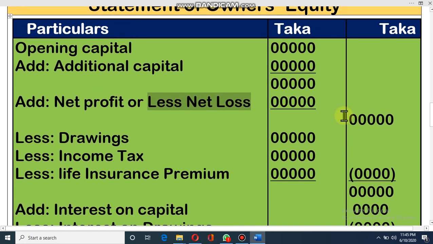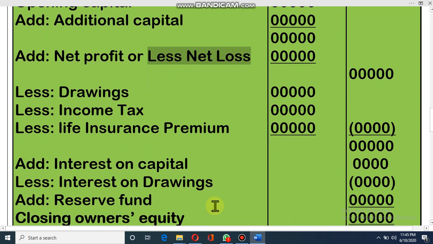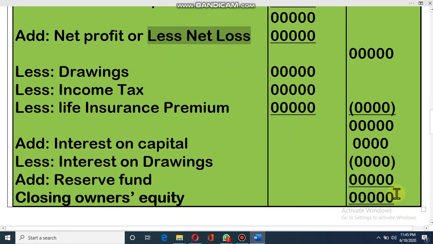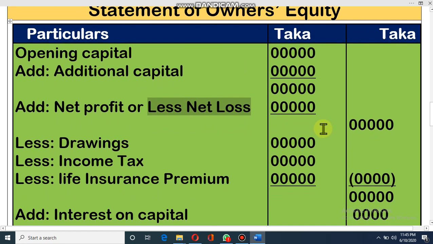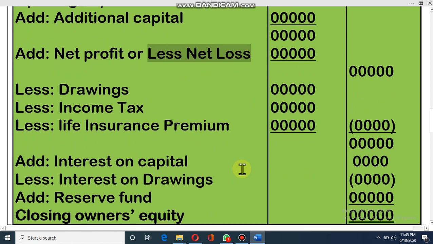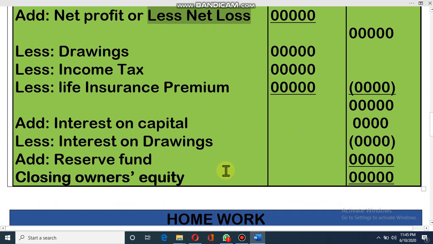So after adding and subtracting all of these items, you will find the closing owner's equity. That means at the end of the year you can tell your owner how much equity he has in the business. Dear student, I hope you understand. Again, if you face any type of problem to understand this one, you can talk to me. Dear student, I know all of you have my cell number. You can talk to me at any time, so that I will discuss it again for you. And I hope you will see this video on YouTube several times, so that you can easily understand.